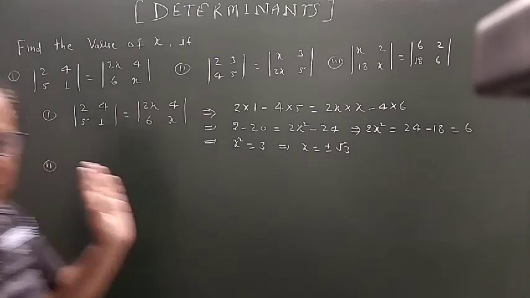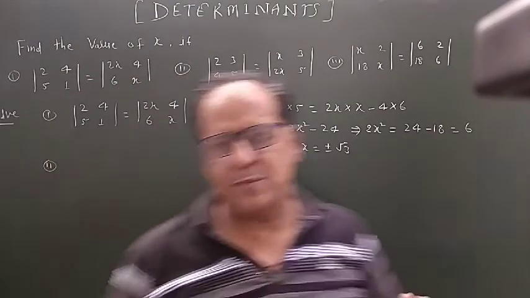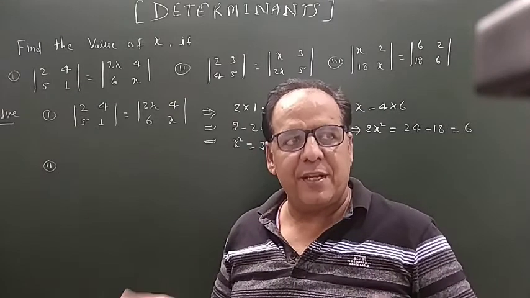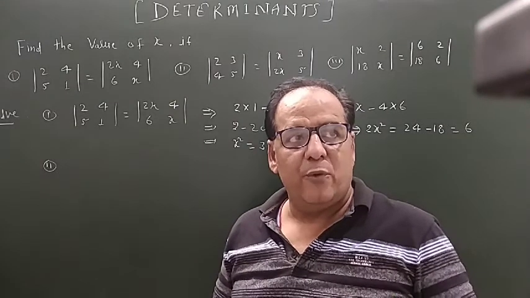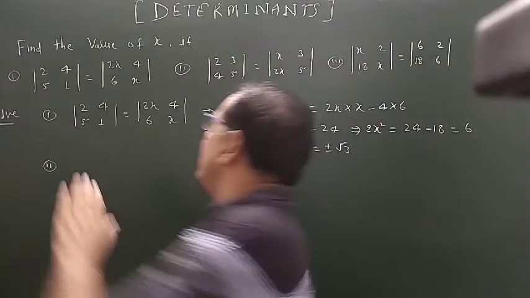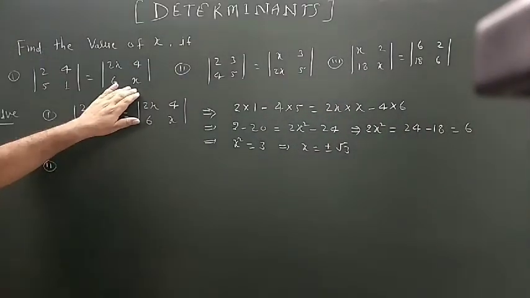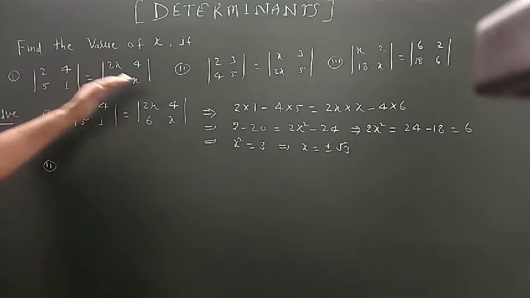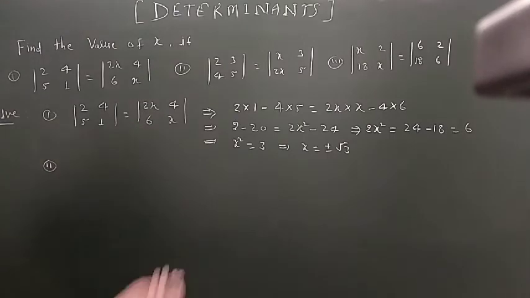So this process can be applied only with the matrices, because two matrices are said to be equal if their corresponding elements are equal while the order of both the matrices is the same. But these are determinants, so here we cannot compare the elements. First we simplify the determinant and after that find the value of the unknown.